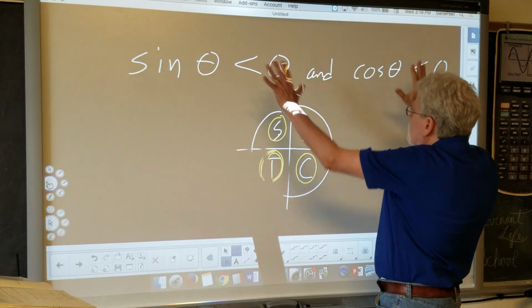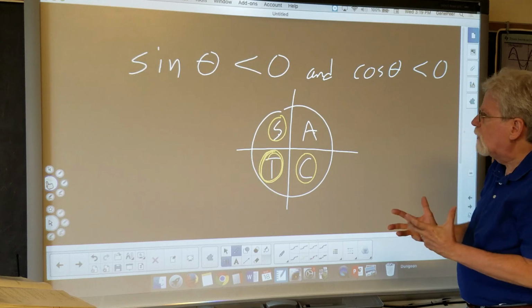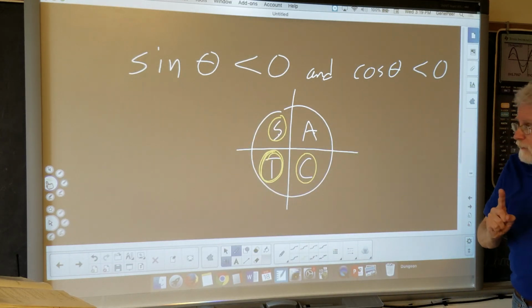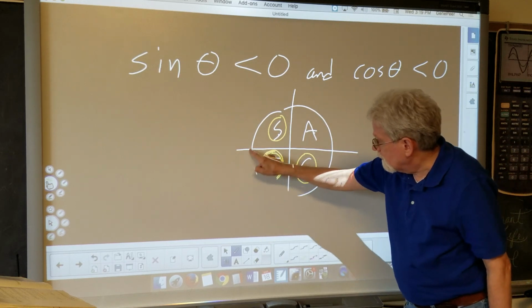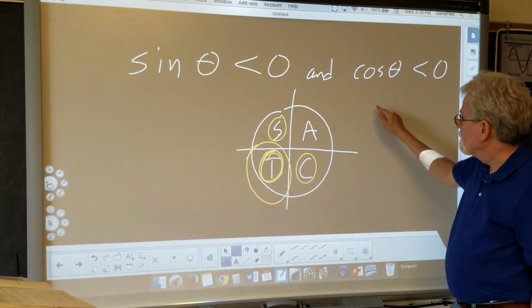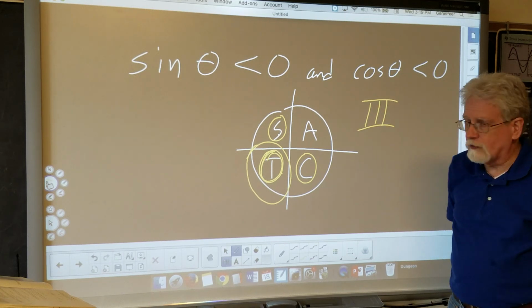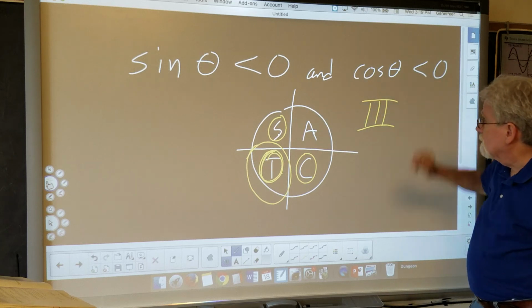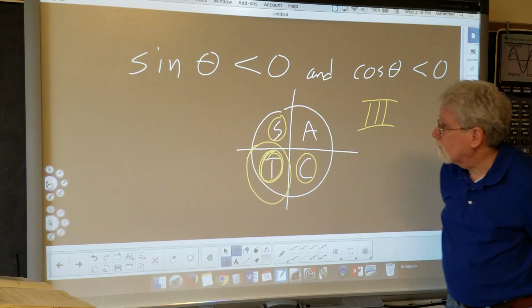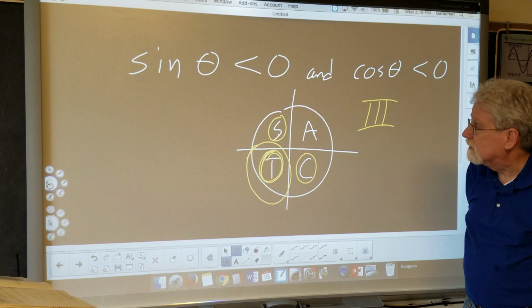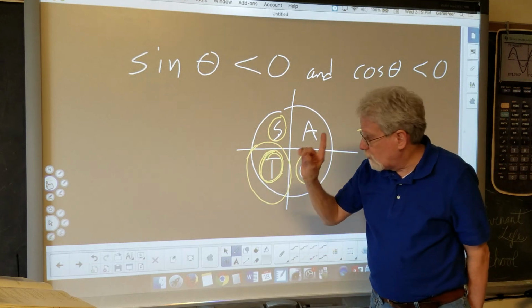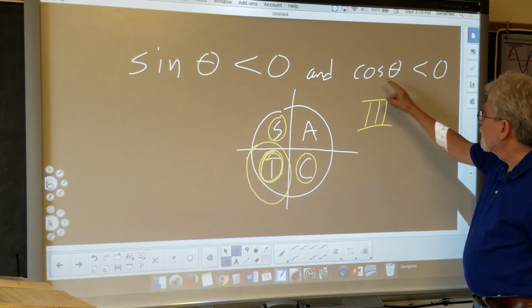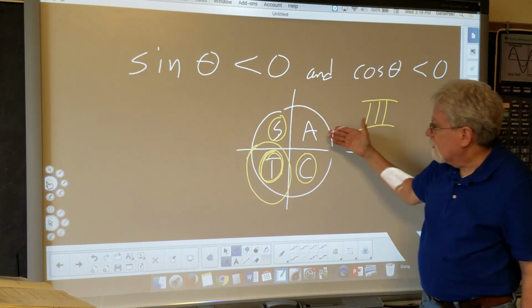So looking at this information, you ask yourself, where is the only quadrant where both the sine and the cosine are going to be negative? This is it. Third quadrant wins. This guy is in the third quadrant. That's all there is to it. You take the information of these two inequalities and decide which quadrant it must be in. Again, we're looking for that one quadrant where the sine is negative and the cosine is negative, using All Students Take Chemistry.